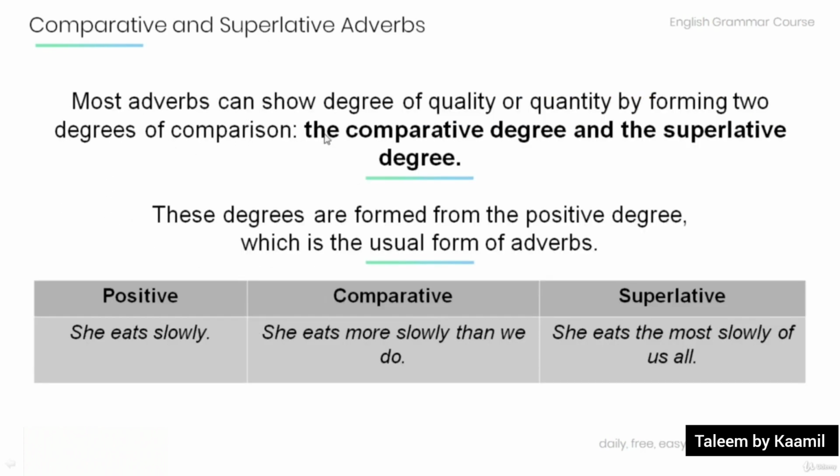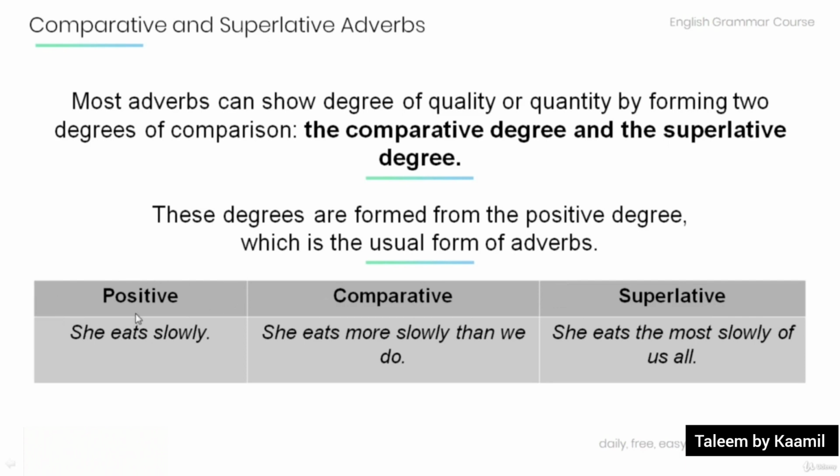Now, most adverbs can show degree of quality or quantity by forming two degrees of comparison, the comparative degree and the superlative degree. Now, these degrees are formed from the positive degree, which is the usual form of adverbs. Have a look at the examples below.